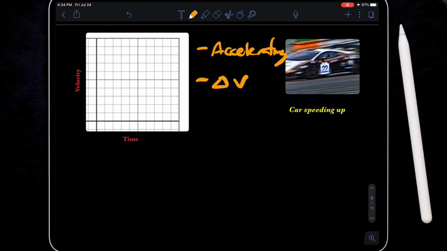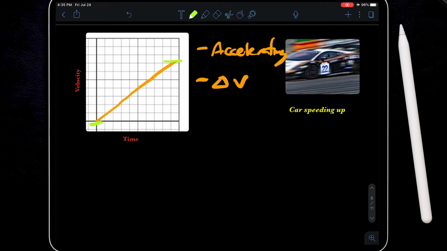Well, if the car is speeding up, that means the velocity is increasing over time. So you would start off with a low velocity, and the velocity would keep going up right here. Okay? So this right here would show a car accelerating. You started off with a low velocity down here, and then you ended with a higher velocity here as time went by. So therefore, you accelerated, you sped up. And that's what the graph would look like. Pretty simple, right?